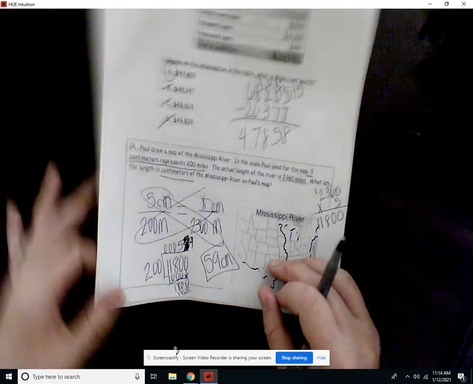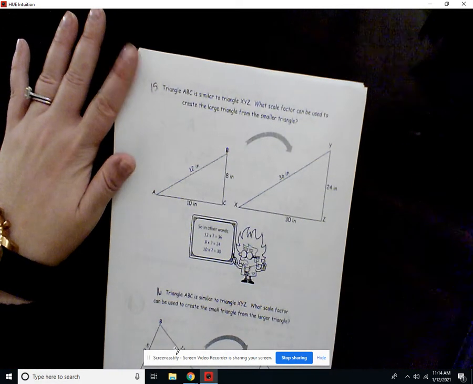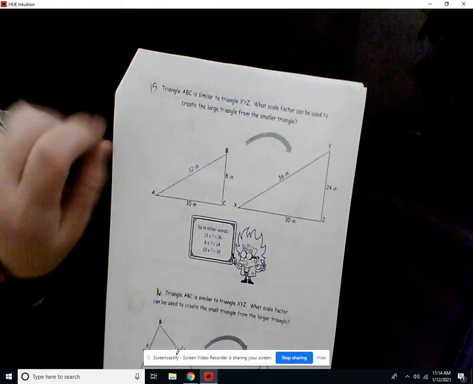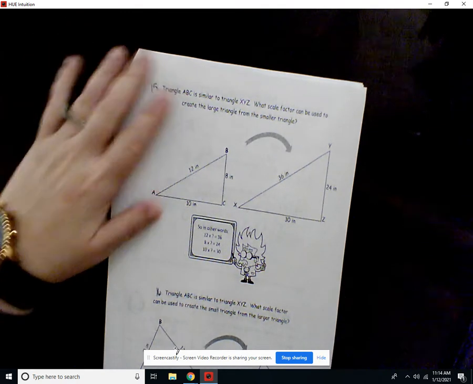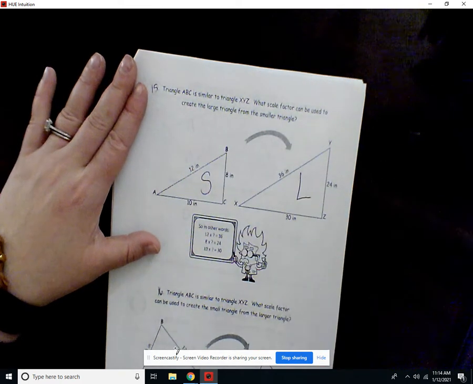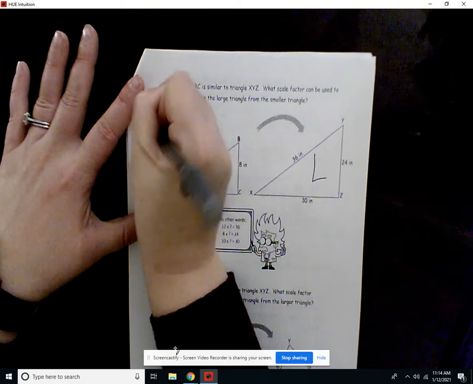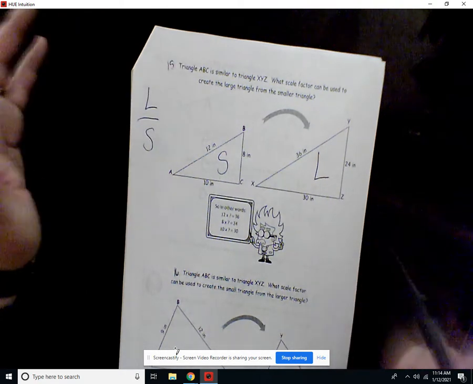So let's look at number 15. The triangle ABC is similar to triangle XYZ. What scale factor can be used to create the large triangle from the small triangle? So we're going from large to small. So that order does matter. Okay, large to small. So we need to pick one side.